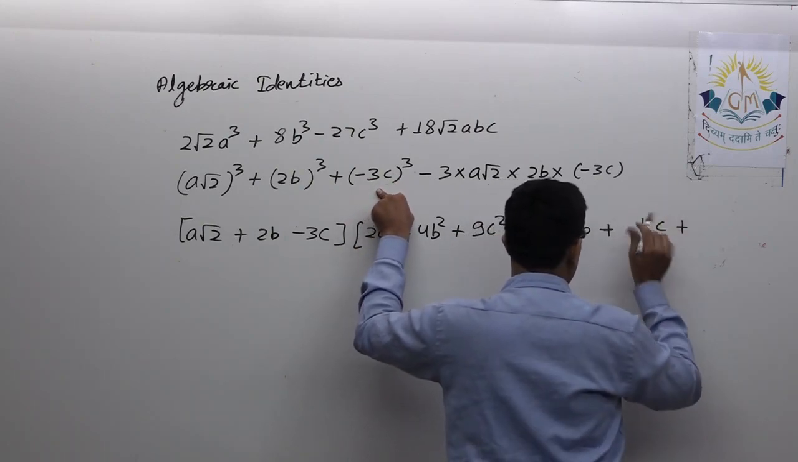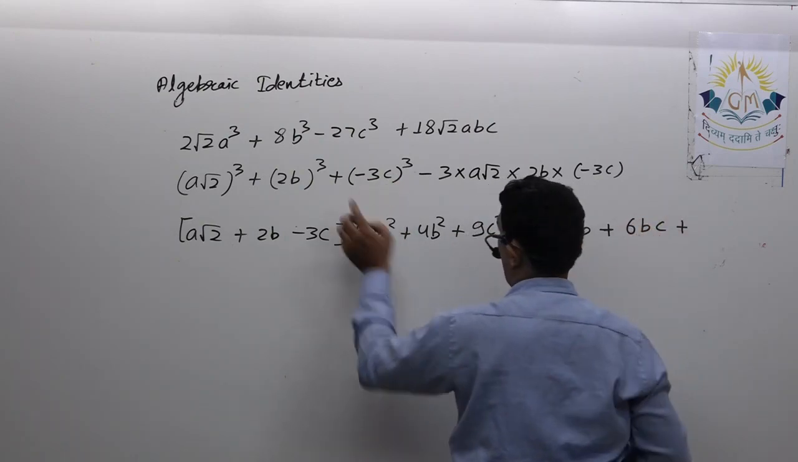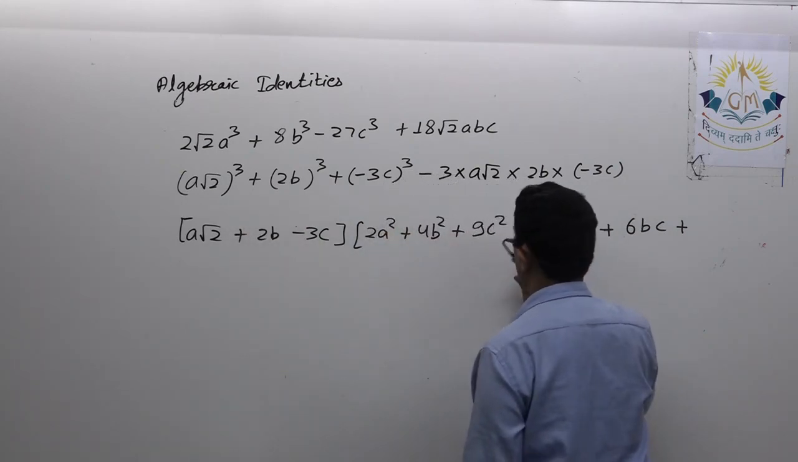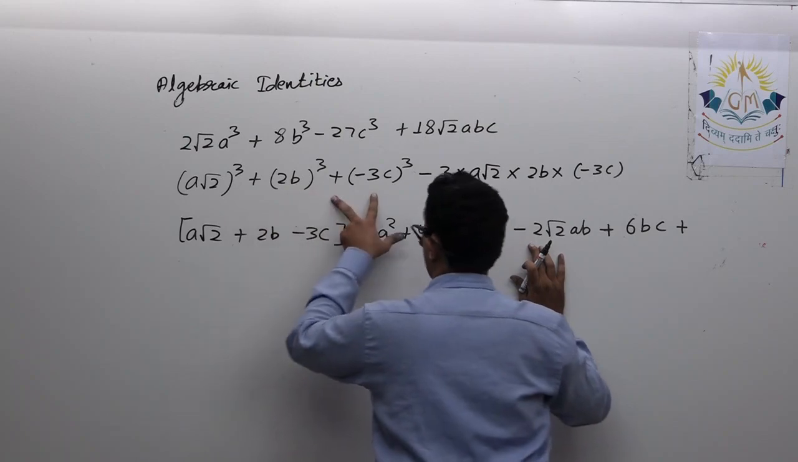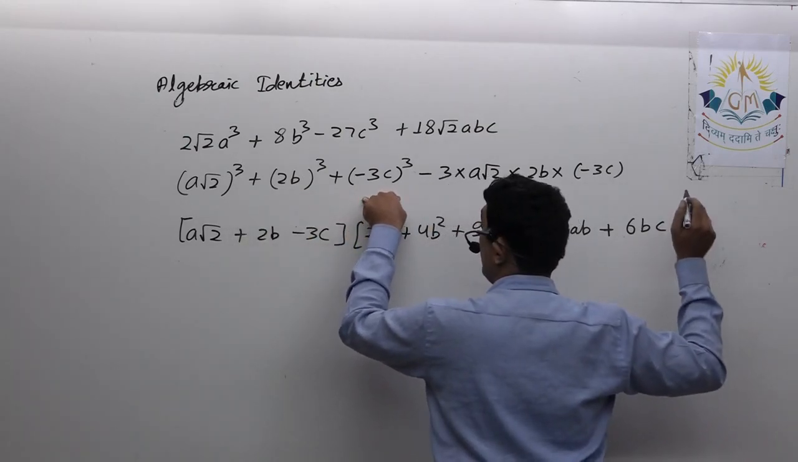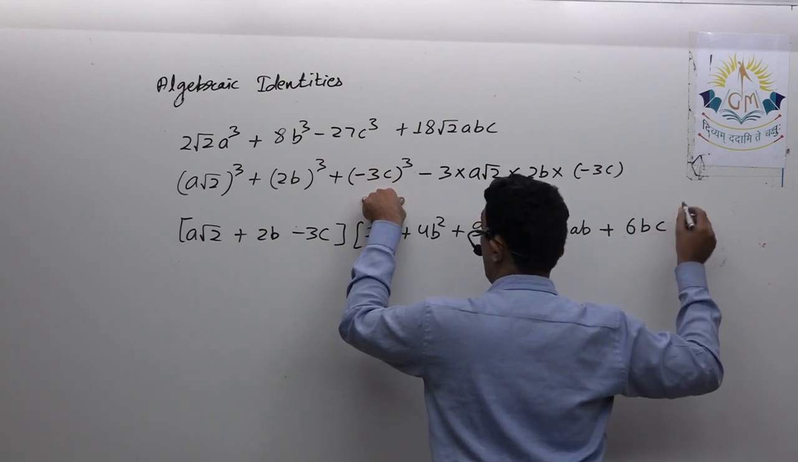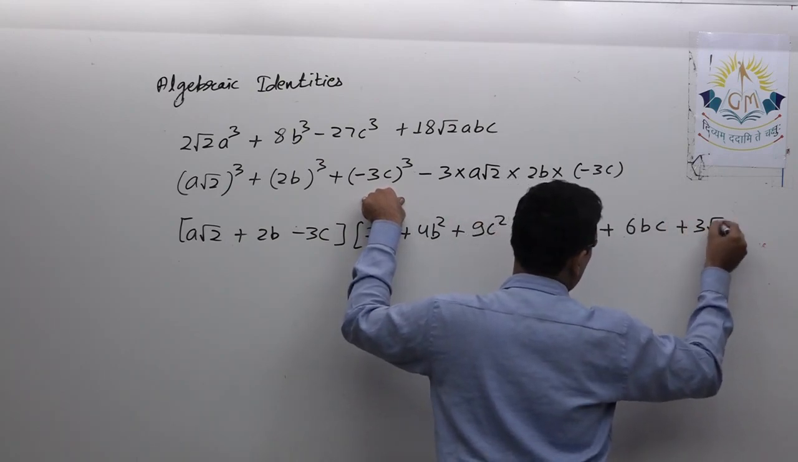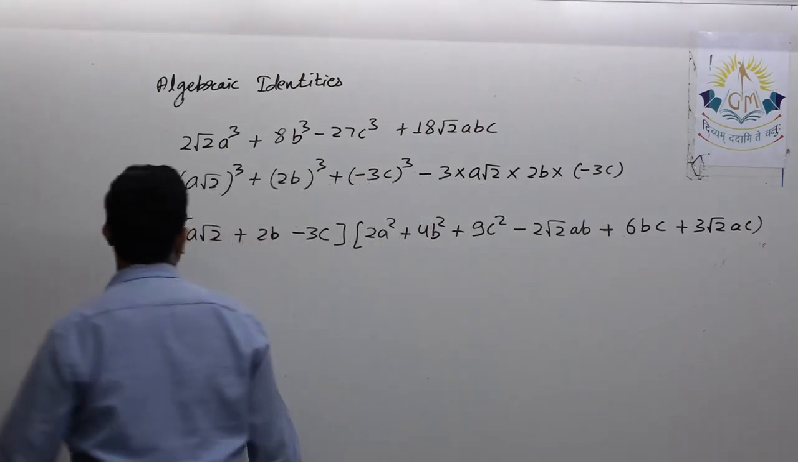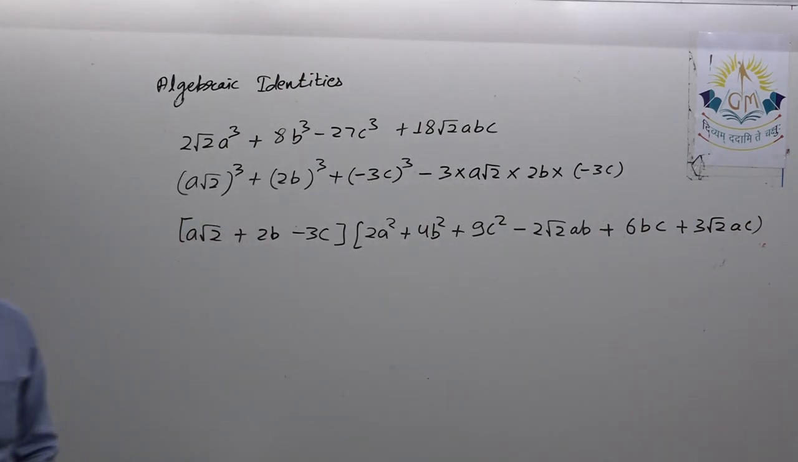Okay, here it won't be 2, it will be only 6, because it is minus ab minus bc minus ca, so minus ab minus bc minus ca means plus 3 root 2 ac. So these are the factors of the given expression.